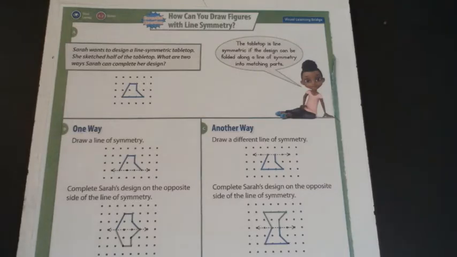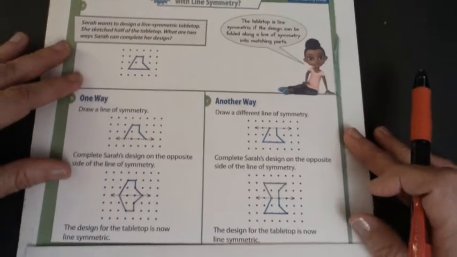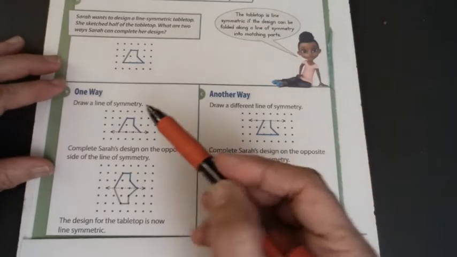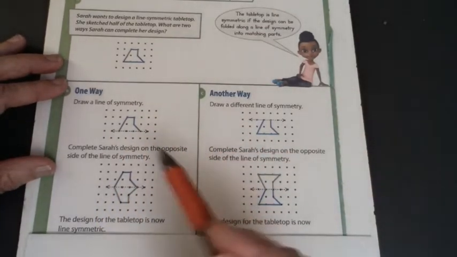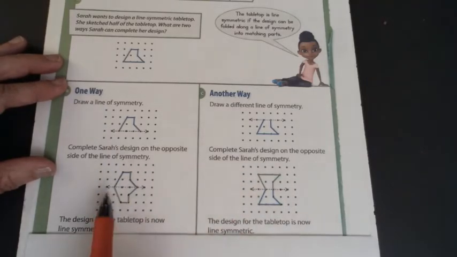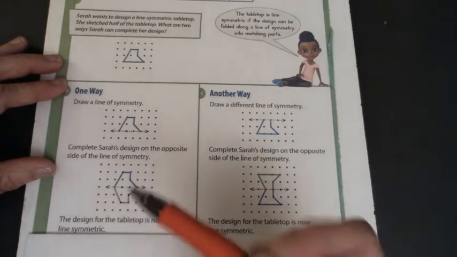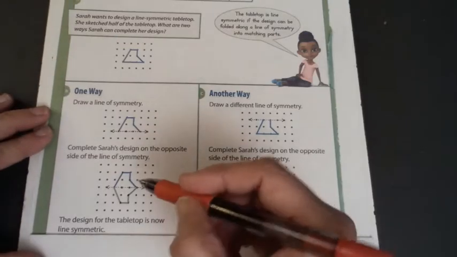Well, the tabletop is line symmetric if the design can be folded along a line of symmetry into matching parts. In this lesson, we are going to use dots to create a mirror image. So let's take a look at one way. Complete Sarah's design on the opposite side, or the mirror image, of the line of symmetry. So we're going to have the dots help us.